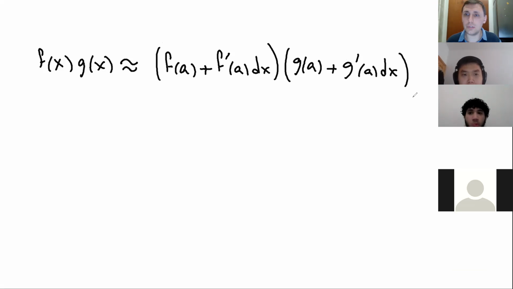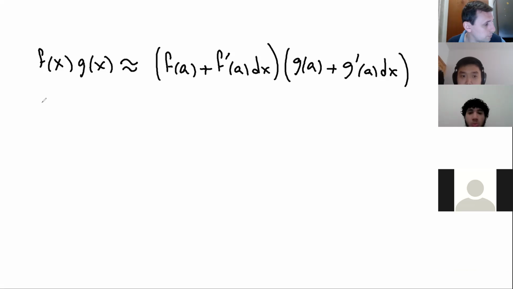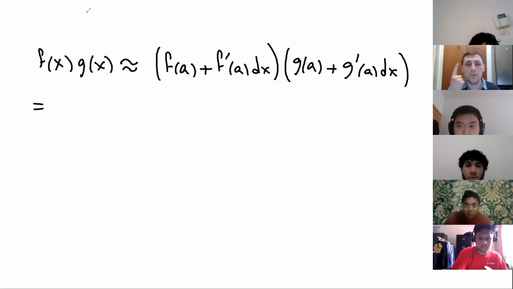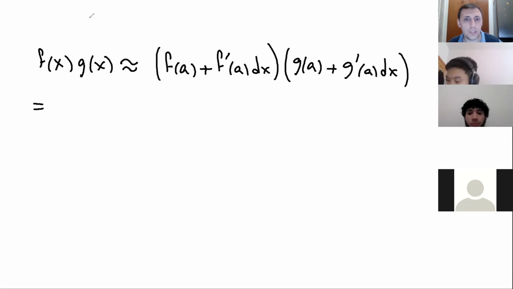Now, we all know how to expand parentheses. You agree, guys? I think you call it FOIL, correct? Is that what you call it in school? So we FOIL, and what we have here is, I can group it. I will group it by how many dx you have. Do you have no dx? Do you have dx once? Do you have dx to the power of 2? Right? So no dx, the only way to get no dx is to write f a g a.